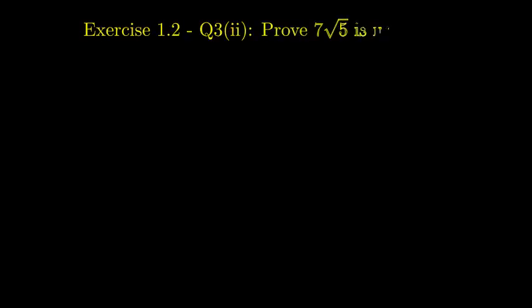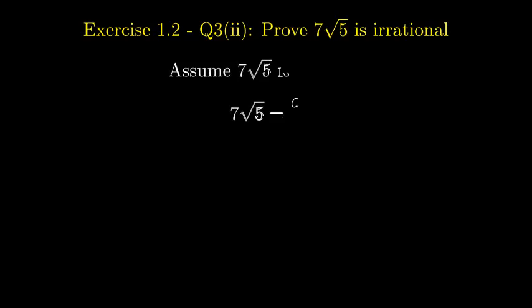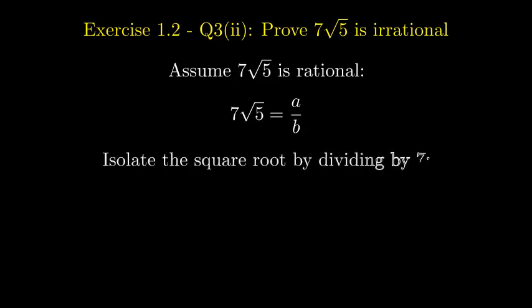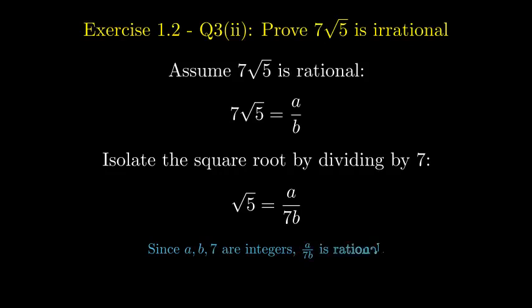Exercise 1.2, question 3 part 2. Prove that 7 times the square root of 5 is irrational. Assume the contrary. Let 7 root 5 be rational, equal to a over b, where a and b are coprime integers. To isolate root 5, divide both sides by 7. Root 5 equals a over 7b.